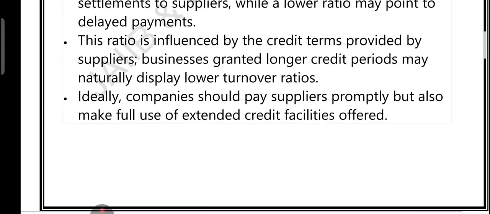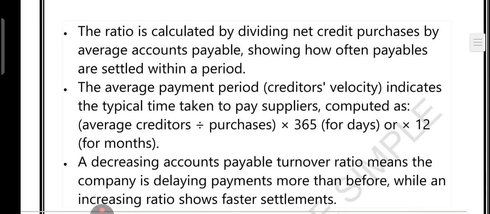So what is the formula for the credit turnover ratio? In the numerator you write the credit purchase, and in the denominator you write the average accounts payable. So this shows how many times you clear your payables during a year, right? That is how to show it.